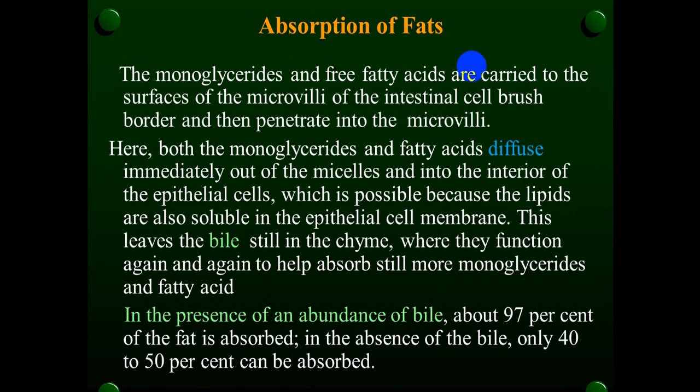Absorption of fat, usually it is diffused passively by the presence of bile. فالبايل جدا مهم هنا لعملية امتصاص الدهون. It helps in emulsifying, it helps in digestion, it helps in absorption. The presence of bile will help to absorb about 97% of fat, while in the absence of bile only 40 to 50% can be absorbed. هذه الأرقام فقط حتى تتخيل مدى أهمية وجود المادة الصفراء في عملية امتصاص الدهون.